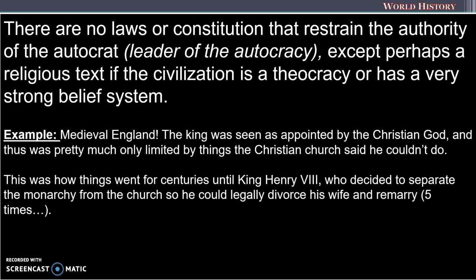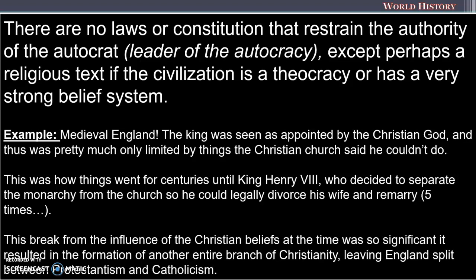This was how things went for centuries until King Henry, okay, who decided to separate the monarchy from the church so he could legally divorce his wife and remarry. Five times, actually. So this break from the influence of the Christian beliefs at the time was so significant it resulted in the formation of another branch of Christianity, leaving England split between Protestantism and Catholicism, right? So we think of the Reformation, okay? That had a huge impact on the nature of autocracy in Europe, right?